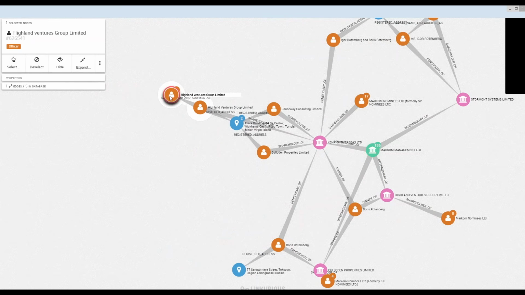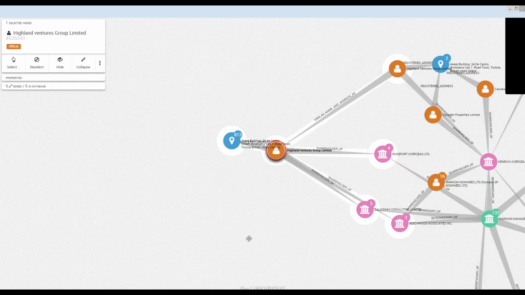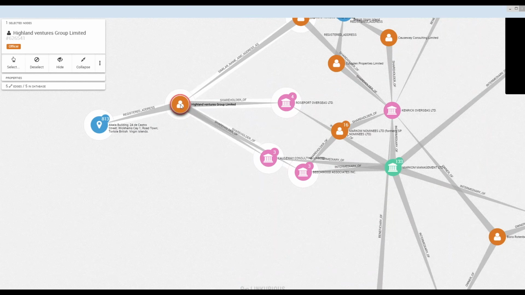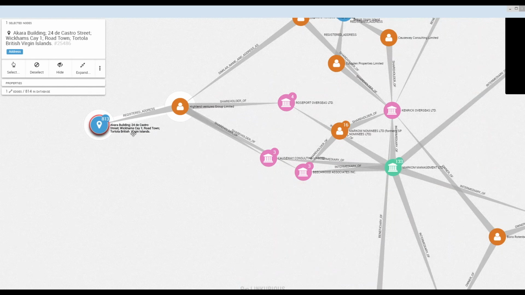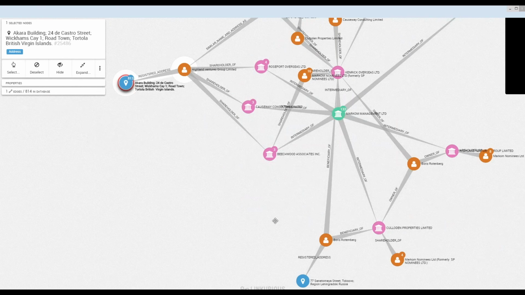We are going to keep on expanding. This time we want to investigate the Island Ventures Group Limited. So I'm going to double click, and we have a few more things which appear. The Island Ventures Group Limited is connected to this address here, which is in the British Virgin Islands. We can see that this address is connected to 813 other companies. So it's probably just a postal code and not an actual physical address used by the company.